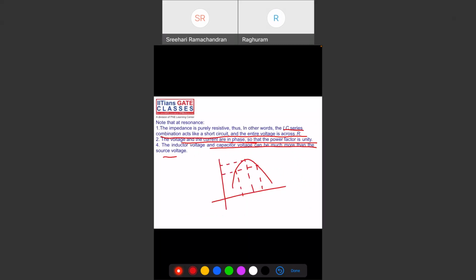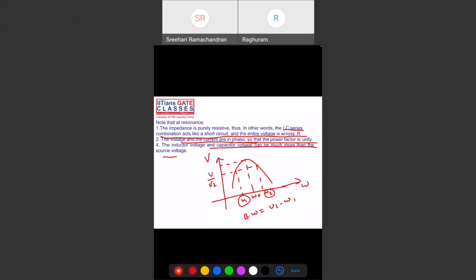This is voltage and frequency omega. This is your omega naught. This is omega 1 and omega 2. These are your half power frequencies. At half power, the voltage is V by root 2. So this is what you call bandwidth. Bandwidth is omega 2 minus omega 1.